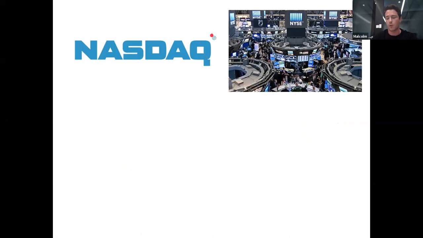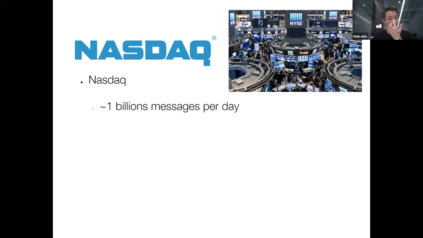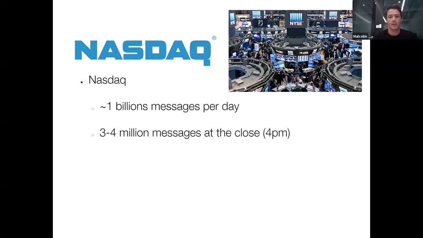So the question we need to ask when we're designing this market data system is how fast do we need to be? And maybe it's important to know how much data there is. So let's look at NASDAQ. It's one of the biggest exchanges in the world. It produces about 1 billion messages per day of market data. And the close right before the end of trading every day is typically the busiest time. There's about 3 to 4 million messages right before 4 p.m. Not a lot of trading happens after 4 p.m., but right before the close tends to be the busiest time of day.